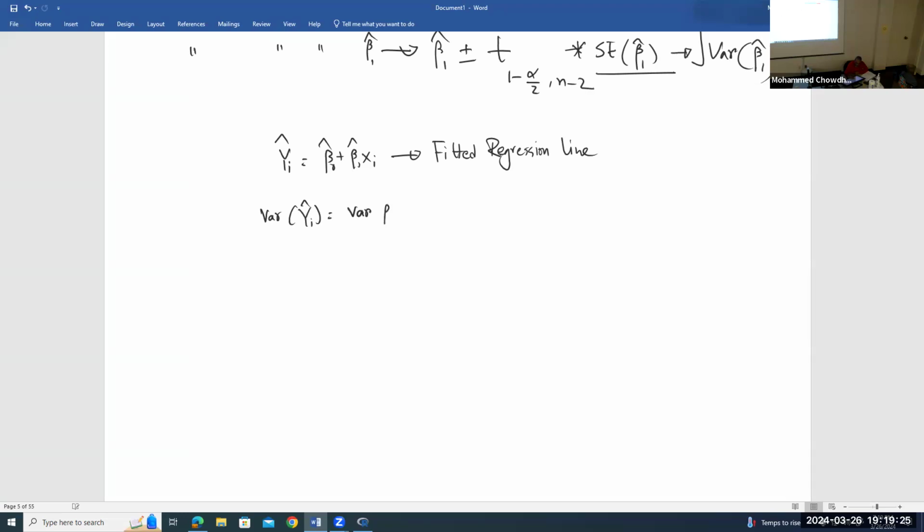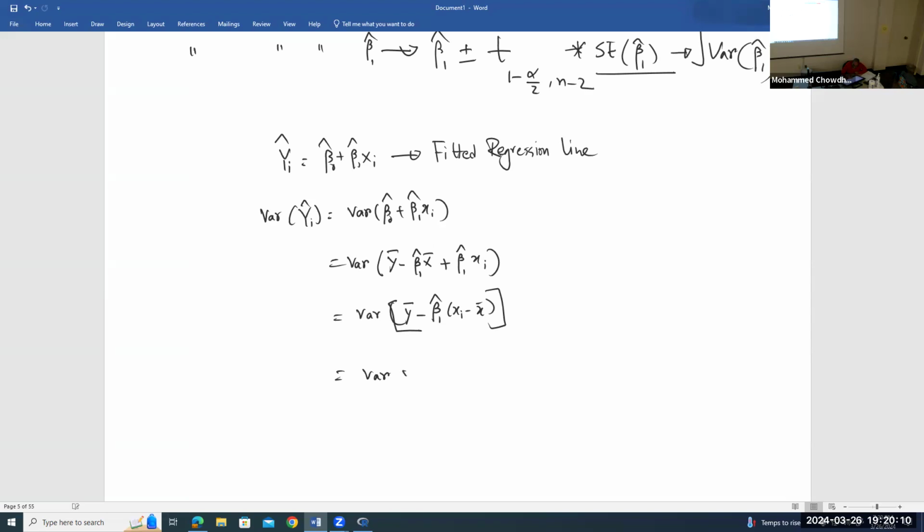what do I get? Variance of beta 0 hat plus variance of beta 1 hat xi, and then I want to write here y bar minus beta 1 hat x bar plus beta 1 hat xi. Which I can write as variance of y bar, and then beta 1 hat times (xi minus x bar). Here I can write it like that. From there I can write variance of y bar plus (xi minus x bar) squared times variance of beta 1 hat. Okay.